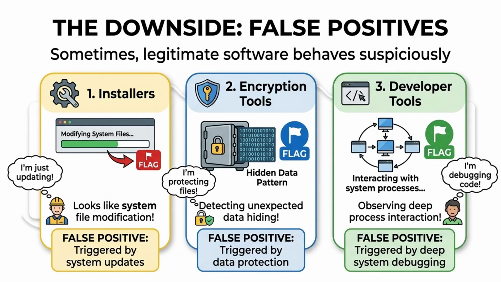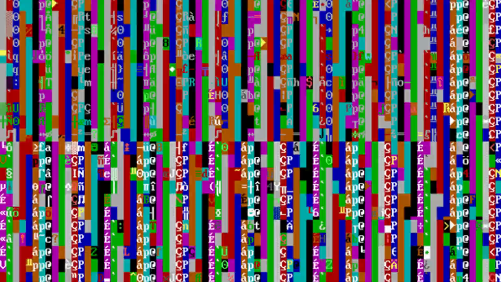The downside? False positives. Sometimes legitimate software does things that look suspicious. For example, installers modify system files, encryption software hides data, developer tools interact with system processes. Because of that, antivirus software sometimes quarantines perfectly safe programs. That's why you occasionally see alerts asking if you want to restore or whitelist a file.